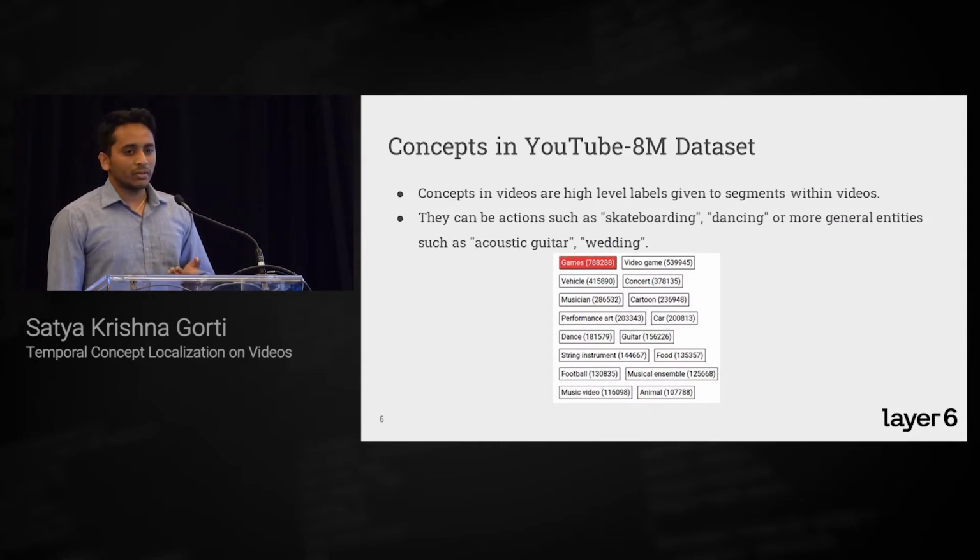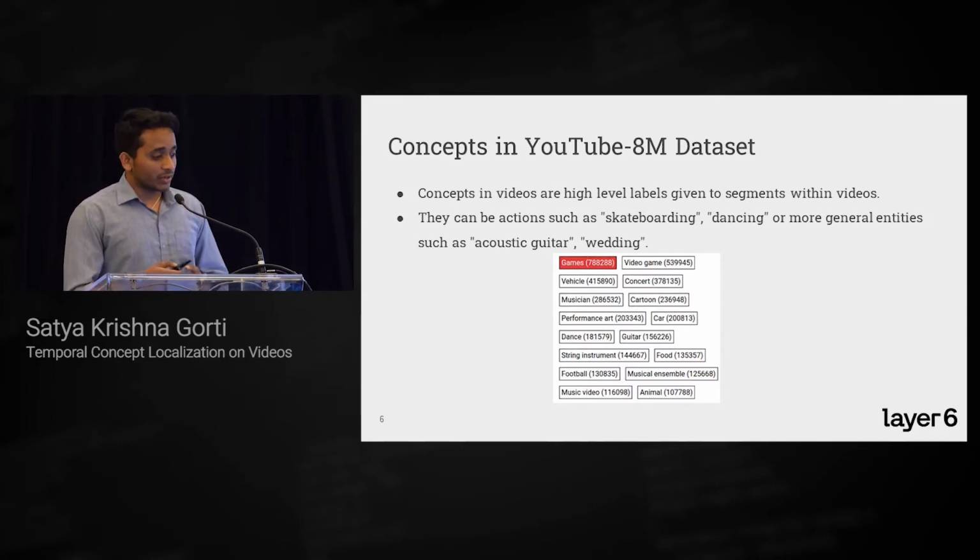I was talking about actions, but concepts in the YouTube 8M dataset are a lot more general. It can be a lot more high level. It can be actions like skateboarding, dancing, but it can also be more general entities such as acoustic guitar, wedding, and so on. I just put a picture of a bunch of classes that are actually in the dataset. You can see things like music video, concert, dance. So they're very general. That is what we're trying to identify.